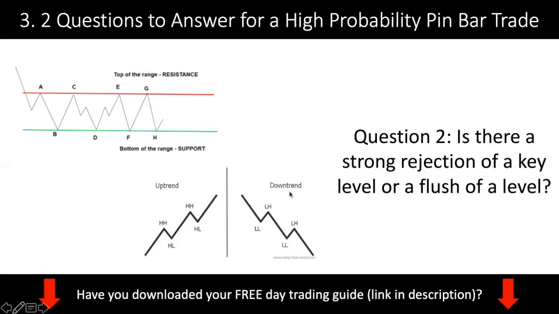So that's the first question. The second question is what I just covered just now. Is there a strong rejection of a key level or a flush of a level? Ideally, I prefer to stick to the second one, which is a flush of a level. If I see a flush of a level, especially if it happens during the Euro trading zone timing or the US session, then I would love to take setups like this.